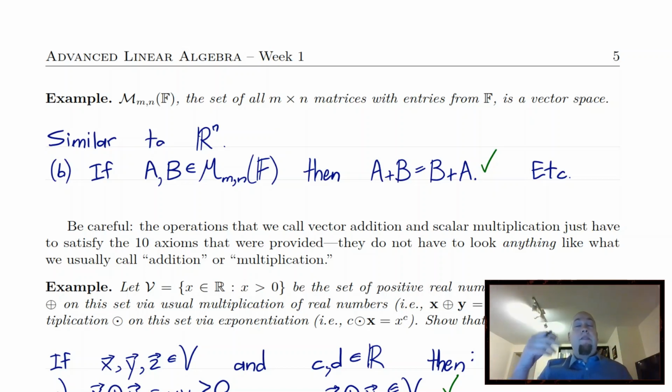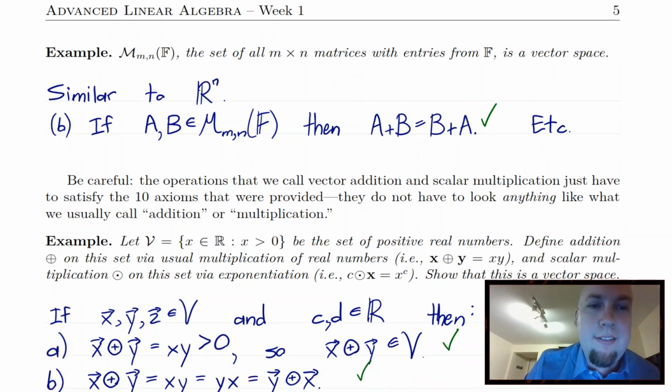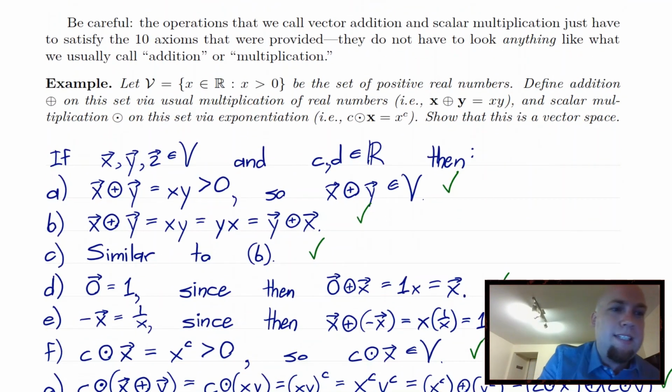Property C, associativity. You can swap the order of parentheses in each entry of the matrix addition, so you can swap the order of parentheses in the entire thing, and so on, okay? It's going to satisfy all 10 of those properties. We're not going to go through them explicitly because, well, it's boring, okay? We're going to do, hopefully, more interesting things soon.